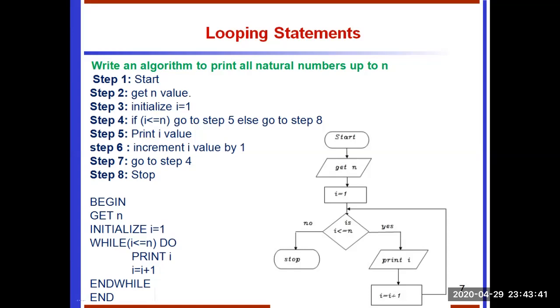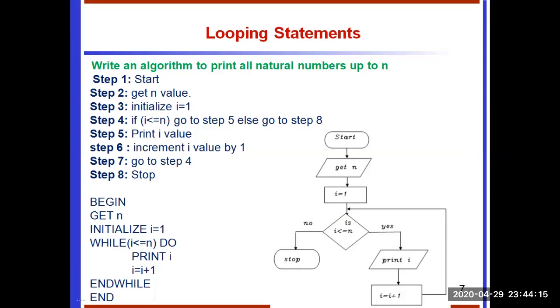See the algorithm. First we start, get the limit, and then set where we have to start. That value is 1, up to limit n; 100 means 1 to 100. Then check the condition. If the condition is true, print the value and increment by 1. Again go to step 4. Those statements continue, checking the condition. So steps 5 and 6 repeat, printing and incrementing, until the condition is false. When the condition goes false, execute step 8, stop.